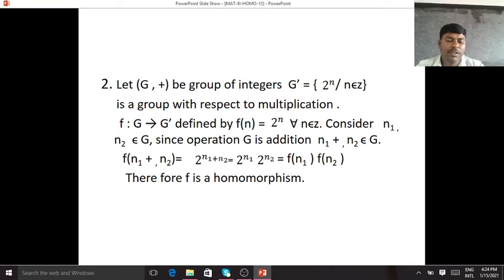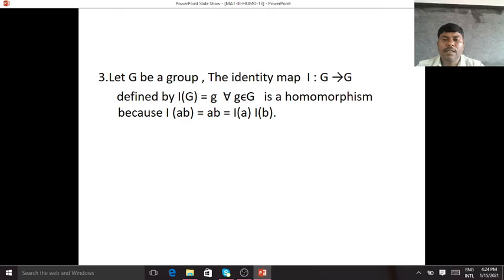Therefore, f is a homomorphism. And the third one is: let G be a group, the identity map I from G to G defined by I(g) = g for all g belongs to G is a homomorphism, because I(ab) = ab, that is equal to I(a) times I(b).